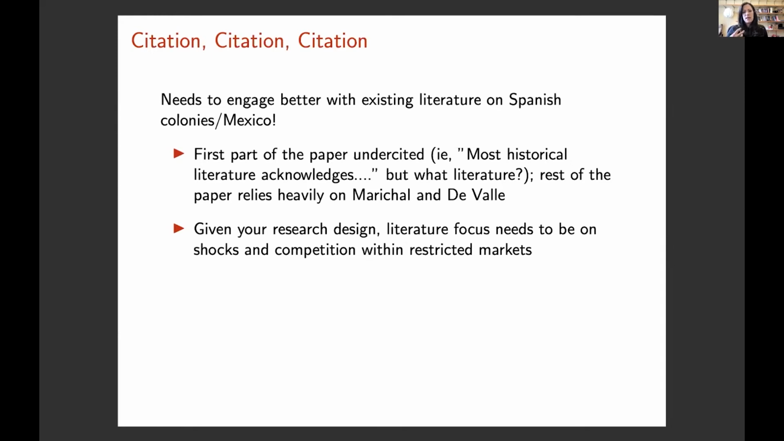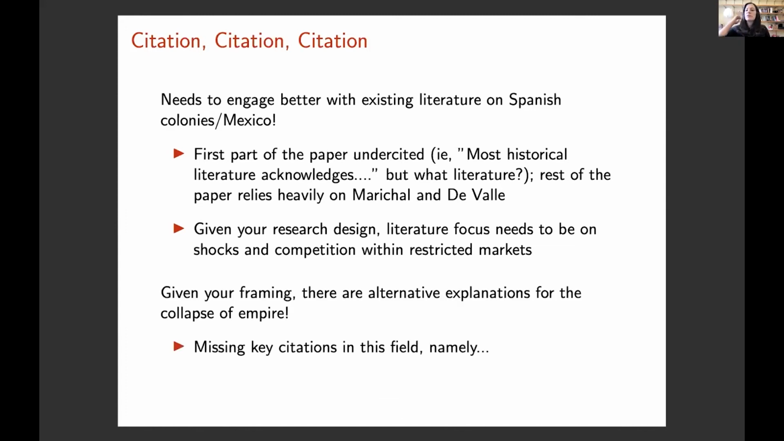Now, another thing that might help you pull out your own contribution more clearly from the text is to engage with the existing literature on Spanish colonies and Mexico. And some of this is, again, with the structure. So the first part of the paper is a bit undercited, or you rely heavily on two articles, which are relevant, but the restructure might help with this. But given your research design, I'd like to see more on the shocks and competition within these restricted markets, in particular about the guilds, about how this type of economic activity works, because again, I think that's your unique contribution.